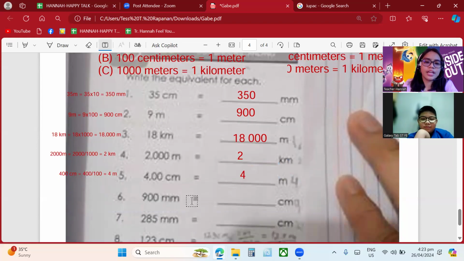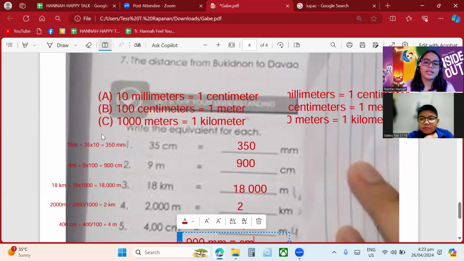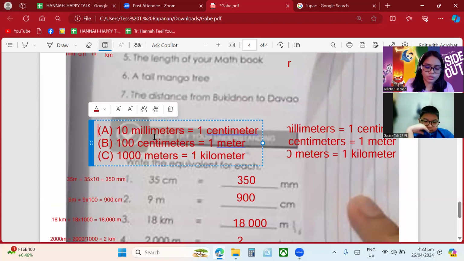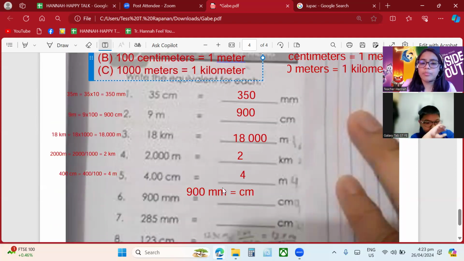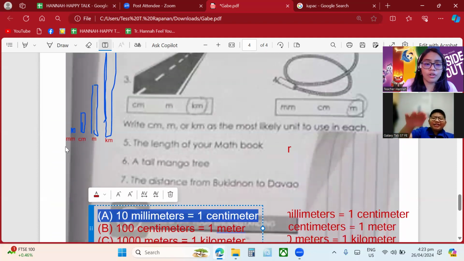Okay, so let's go now with 900 millimeters, going to centimeters. What conversion are we going to use? Letter A. Very good. Millimeters going to centimeters. Is that longer or shorter? Look at this. Millimeters going to centimeters. Longer or shorter?